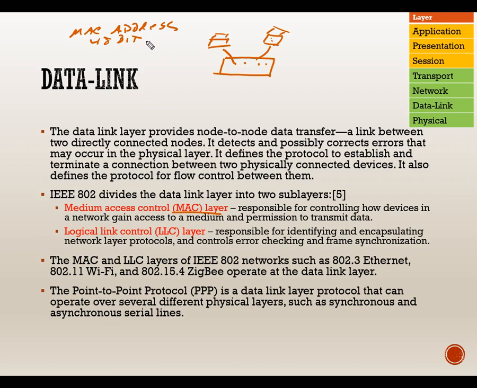So in these things, the MAC layer is responsible for controlling how devices on the network gain access to the media and have permission to transmit. What we do, we use the media access control, because this is how a device determines if the data is actually to its MAC address, not to its IP address. IP addresses are going to be at the next layer.